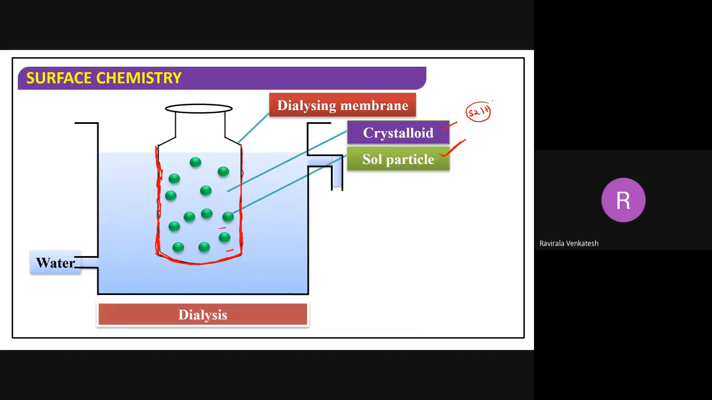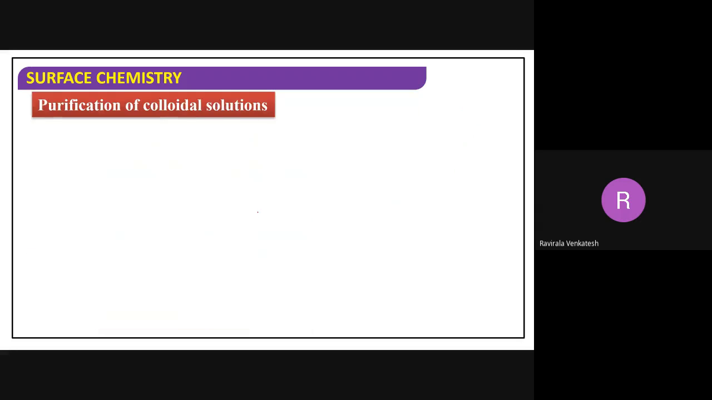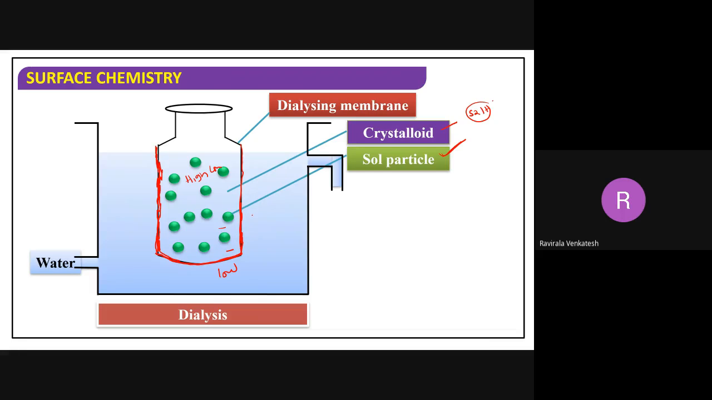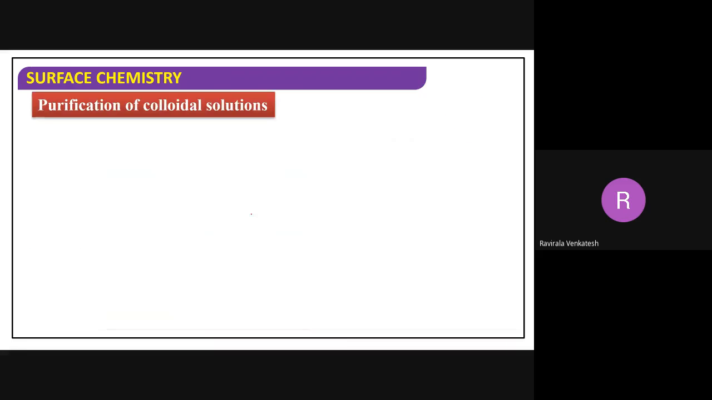And why are they passing into the water? Because diffusion takes place from high concentration to low concentration. Whatever impurities there are are moving from high concentration to low concentration. The salt, the excess electrolyte, is moving out, and it can be removed from the water later. So this process you are calling the dialysis process. Correct? Next.